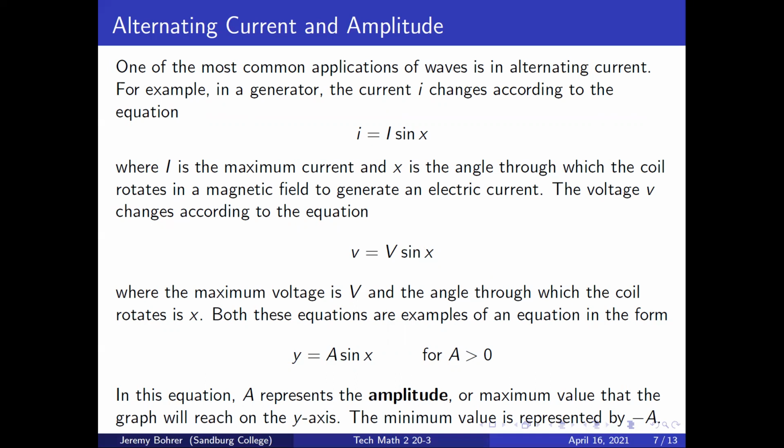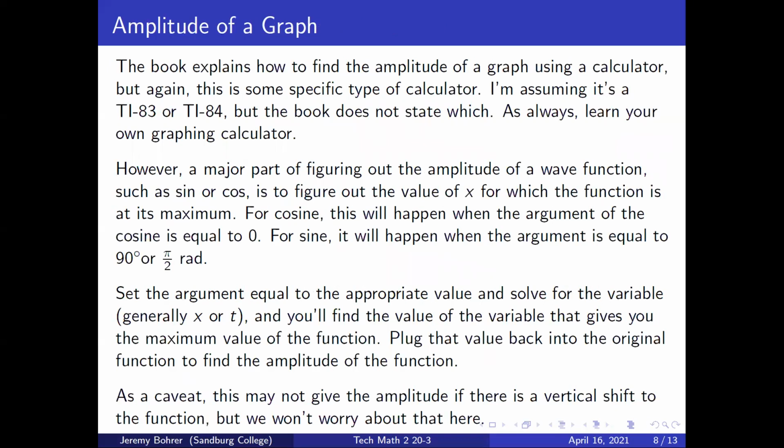Both of these equations are examples of an equation in the form y equals a sine x for a greater than 0. In this equation, a represents the amplitude, or maximum value that the graph will reach on the y-axis. The minimum value is represented by negative a. The book explains how to find the amplitude of a graph using a calculator, but again, this is some specific type of calculator.